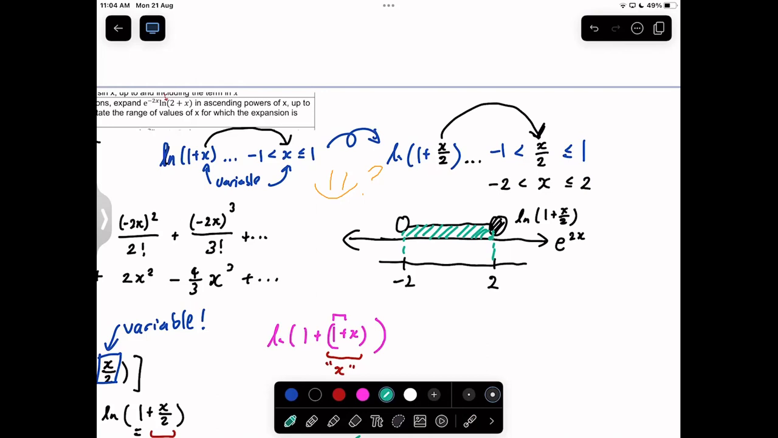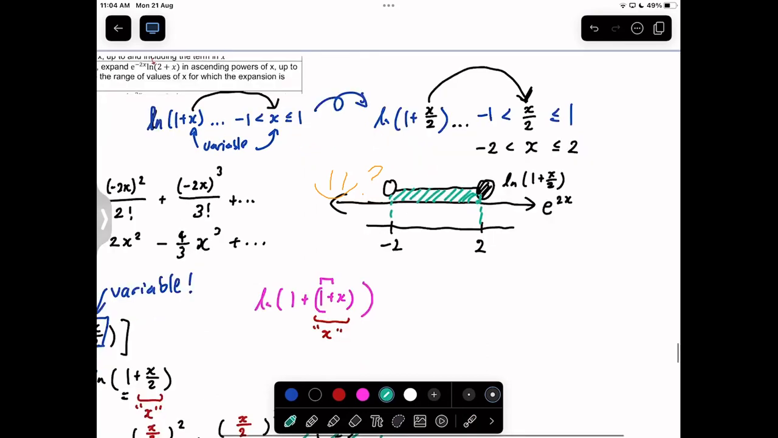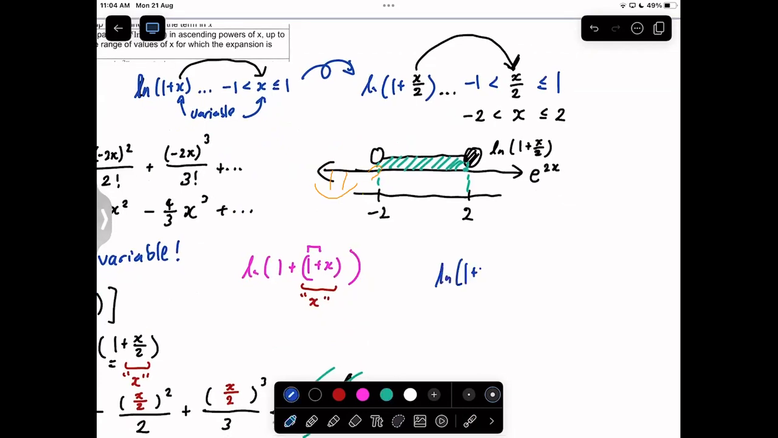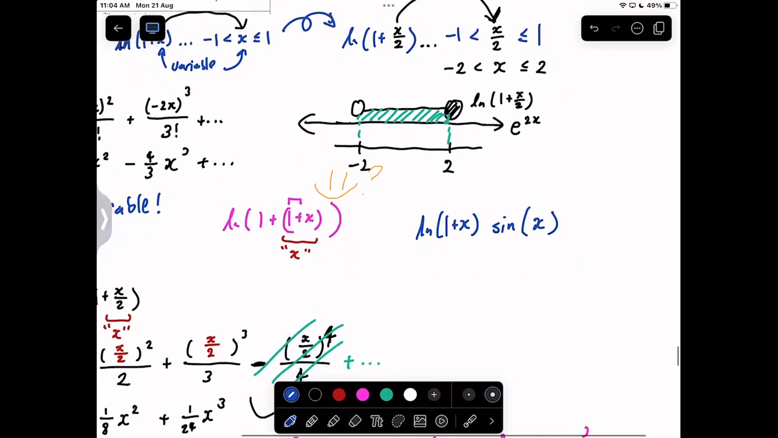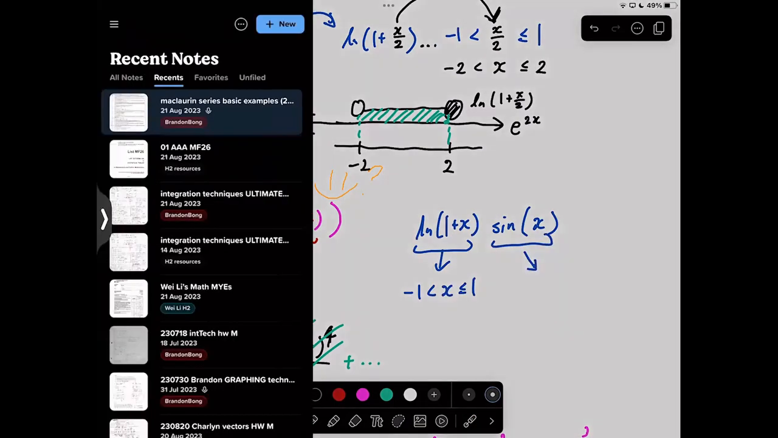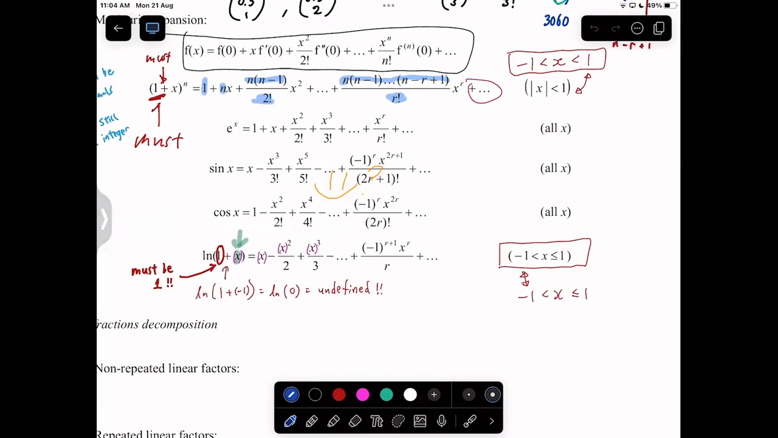Just so happens, okay? If in the future I give you another question that is ln of 1 plus x, and then a sine of, I don't know, what could I give you? Sine of x. Then you try to find the Maclaurin series expansion. This one will give you a restriction on x, which is -1 less than x less than or equal to 1. That one, sine x, works on all x. Let's see what's a better example.